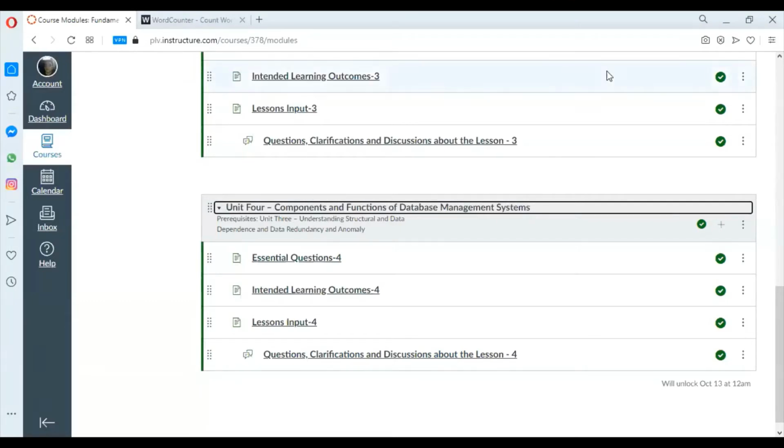Good day, guys. We are now at Unit 4 of IM 101. So, the topic for this week is Components and Functions of Database Management Systems.